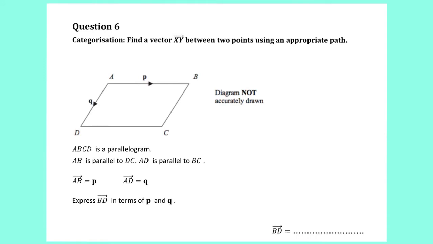In this question, we are dealing with a parallelogram ABCD. We know that AD is equal to q. We know that AB is equal to p. And we want to work out, in terms of p and q, the vector BD. In other words, we want to go from B along to C and then along to D. Well, that is equal to q minus p. So BD is equal to q minus p.